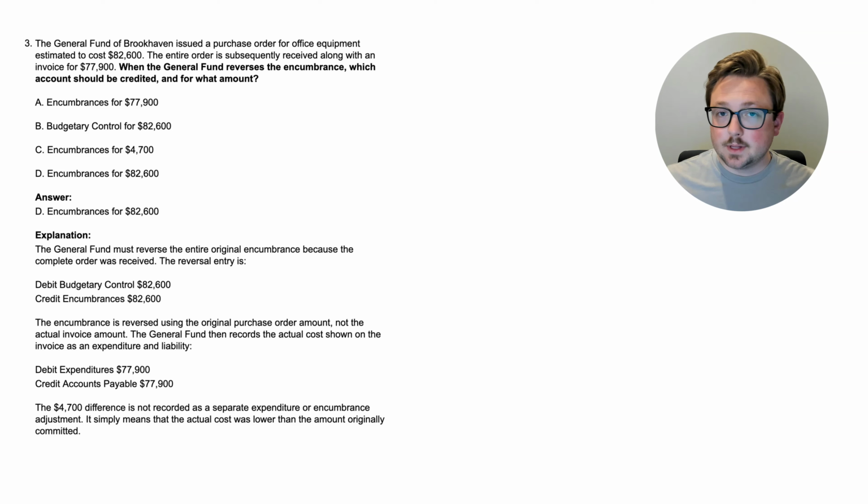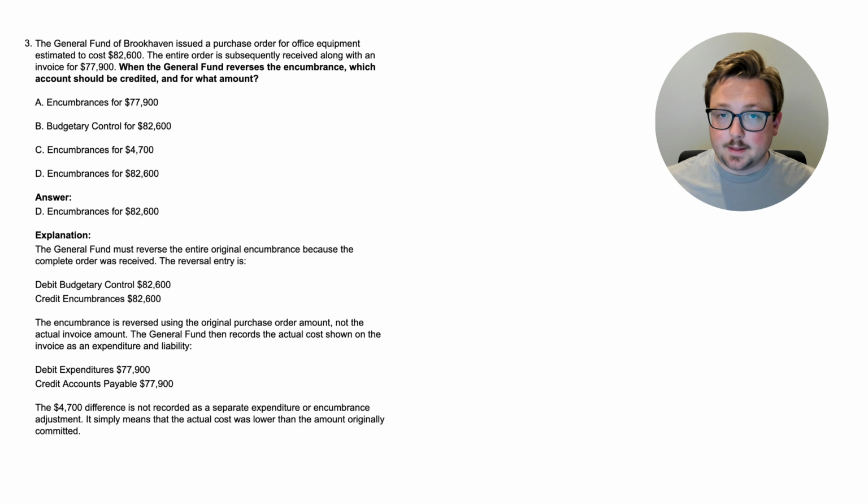This is something that you need to remember because it's really not too difficult. You just need to remember that, but let's go over this so that you understand. The general fund must reverse the entire original encumbrance because the complete order was received. The reversal entry is you debit budgetary control and credit encumbrances for $82,600.